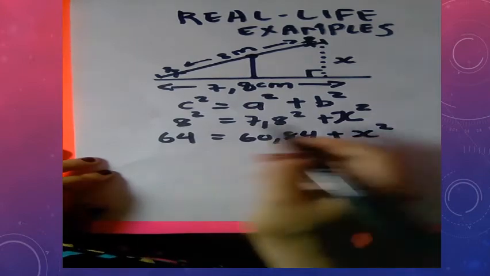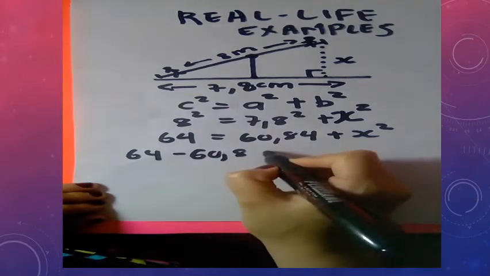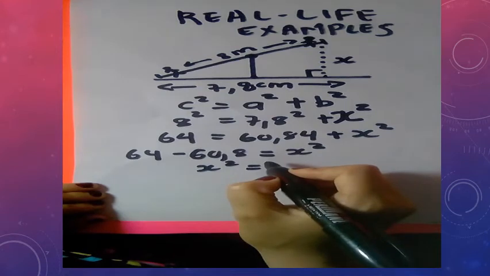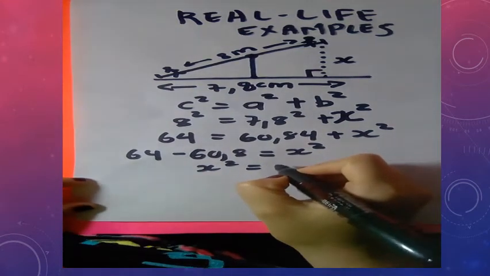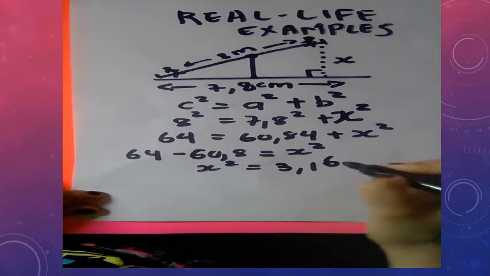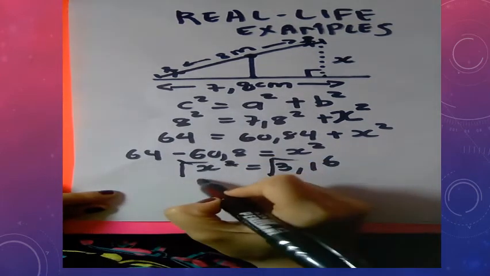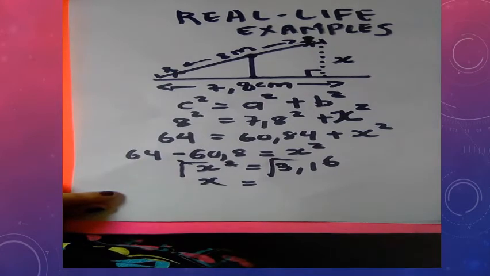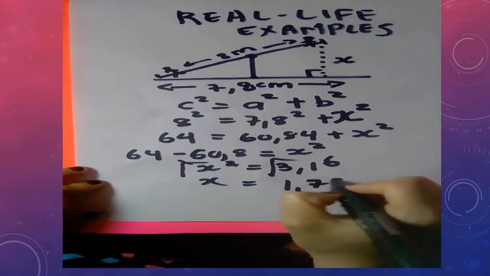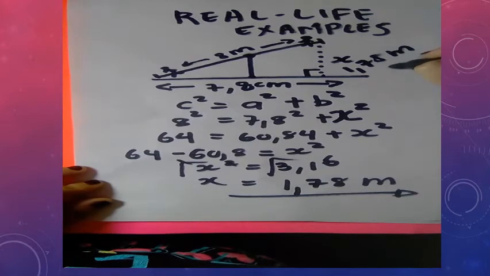So now we need to isolate the x. So we'll have to subtract the 60.84 from the 64. And that would give us x squared. So let's just write it in better. 64 minus 60.84 is 3.16. In order to isolate the x and to get rid of the exponent, we need to take the square root of both sides. So x is equal to the square root of 3.16, which is 1.78 meters. So the child is lifted 1.78 meters from the ground.